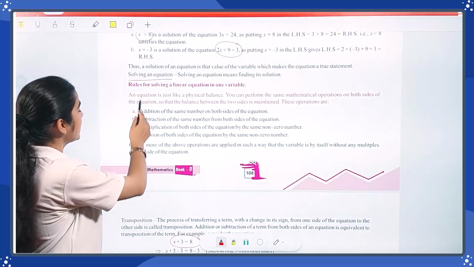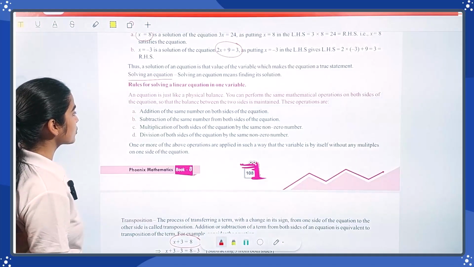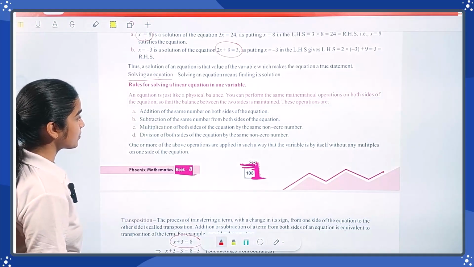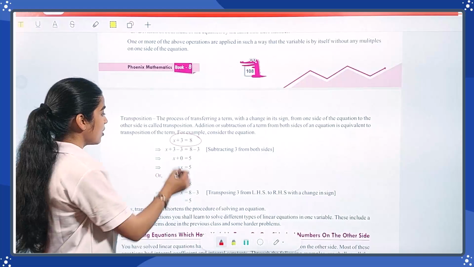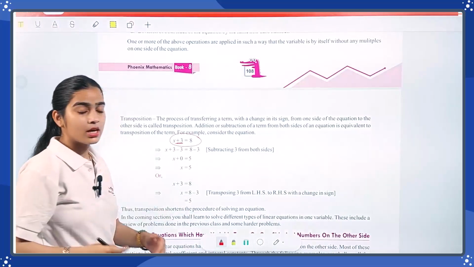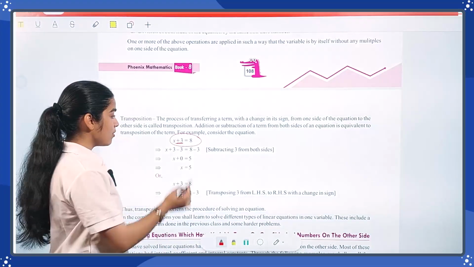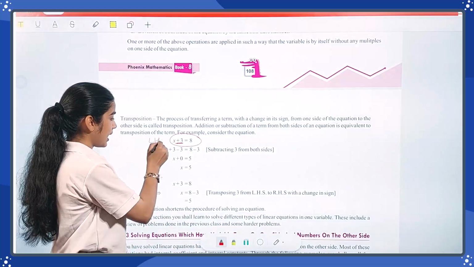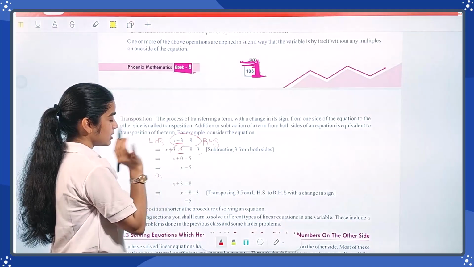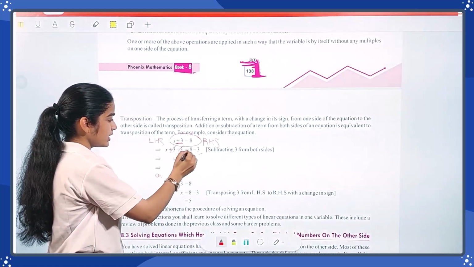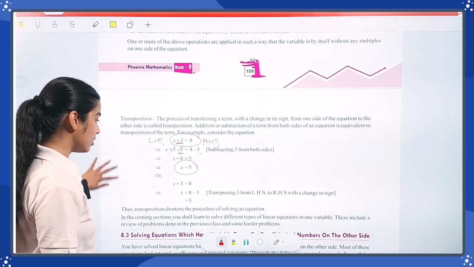An equation is just like a physical balance. You can perform the same mathematical operation on both sides of the equation so that the balance between the two sides is maintained. This is the balance method. For the balance method, whichever number you have, you have to take the opposite of it. For example, we have plus 3, so we take minus 3, and from both sides, LHS and RHS, we subtract 3. So plus 3 minus 3 cancels out, x is left alone, and 8 minus 3 is 5. So at the end we have the answer x is equal to 5.